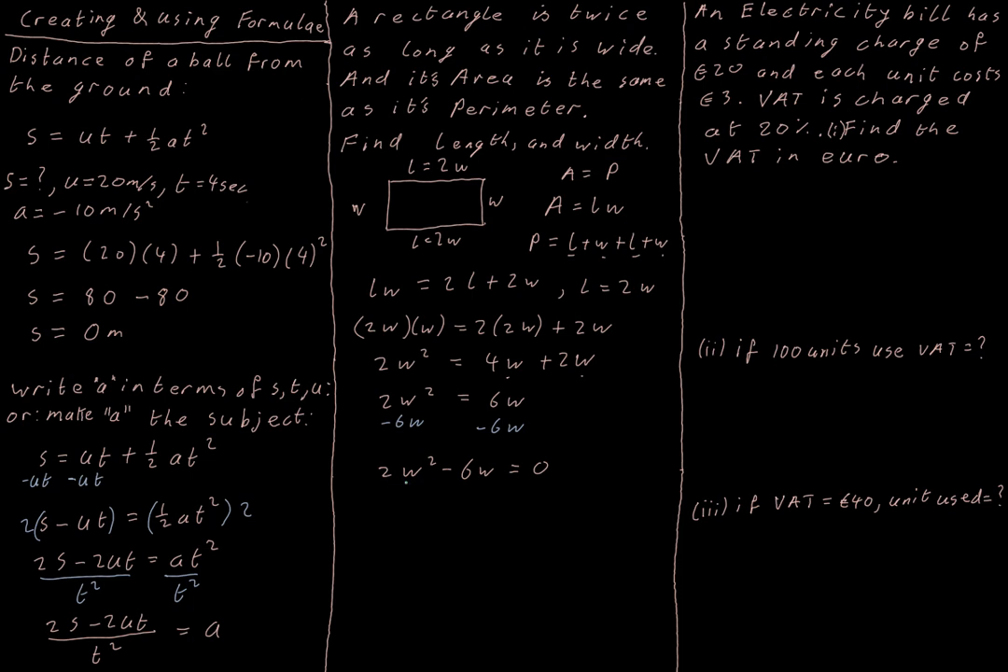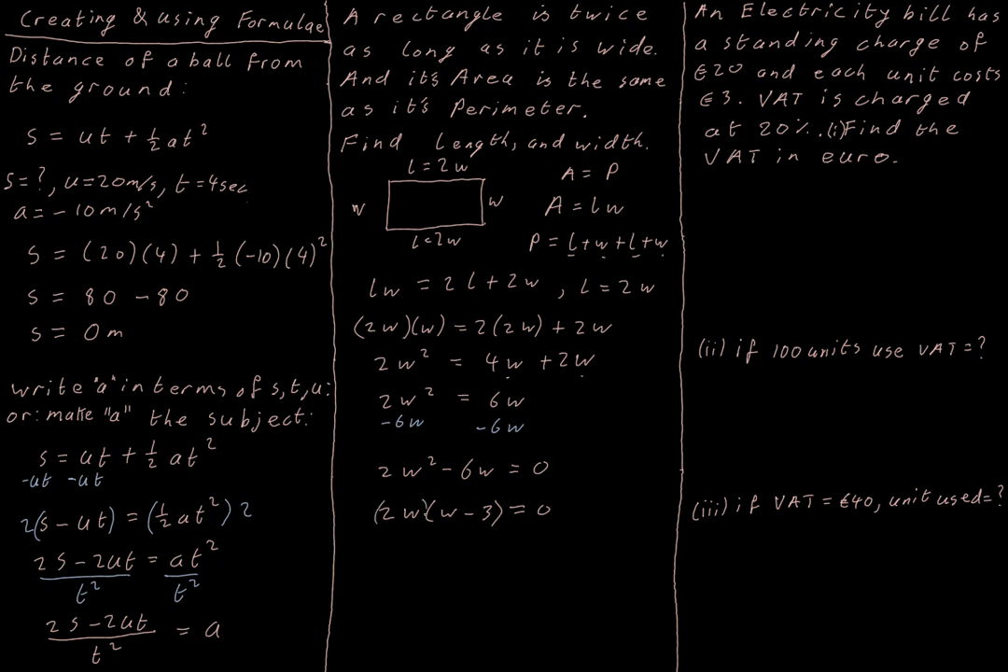And I can see the highest common factor of the numbers is 2, and the highest common factor of the letters is W. So that means that I have 2W on W minus 3. If I multiply out that bracket, I have to get back up to this line. So 2W times W gives me 2W squared. 2W times minus 3 gives me minus 6W. So I've done my factorization correctly.